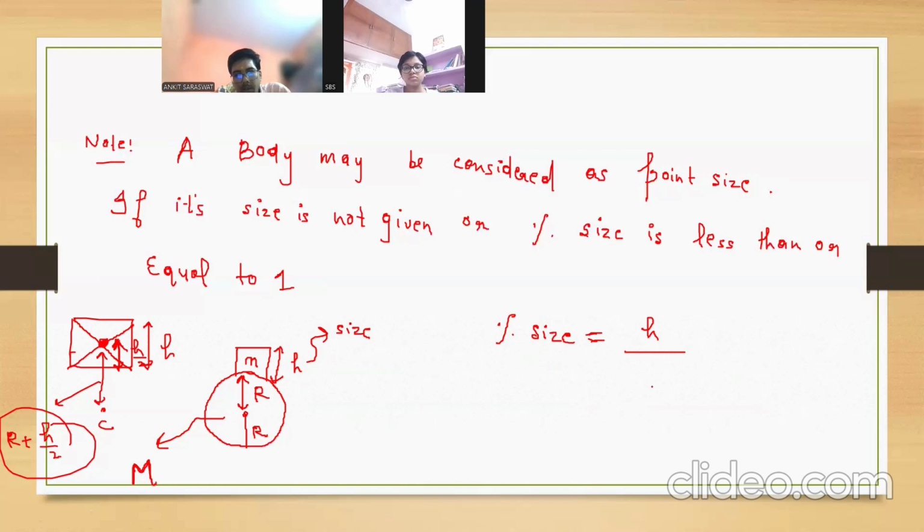So percentage size will be h upon separation. Separation is center to center, r plus h by 2. Multiply by 100. What I say is, in fraction it is less than or equal to 1, or in percentage it is less than or equal to 1. Very good. Okay. Now can you please find the value of h in terms of r?